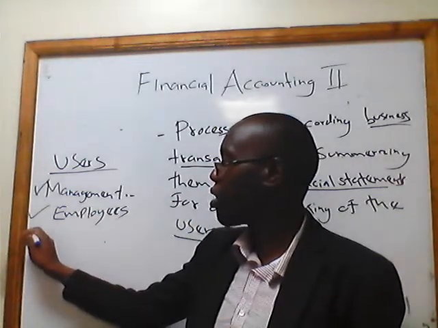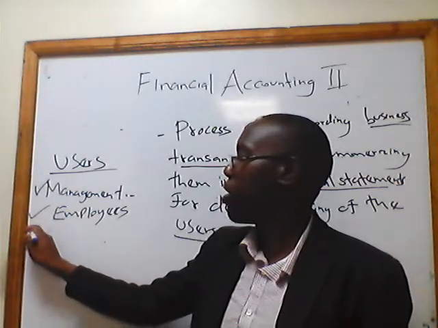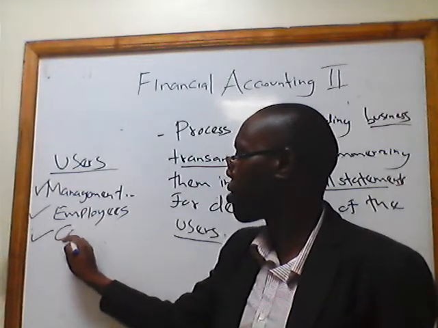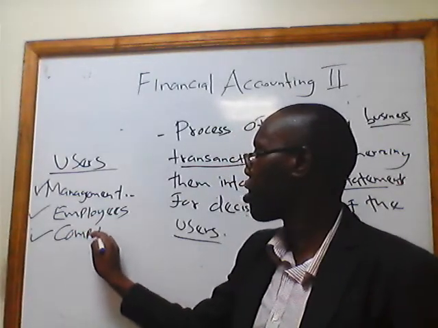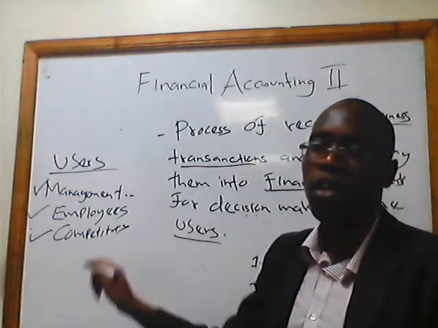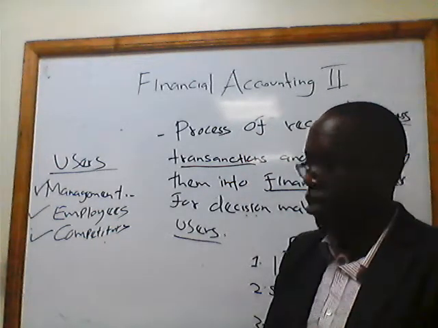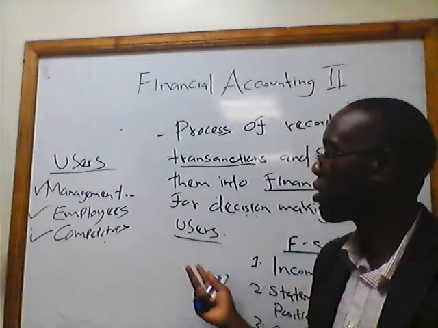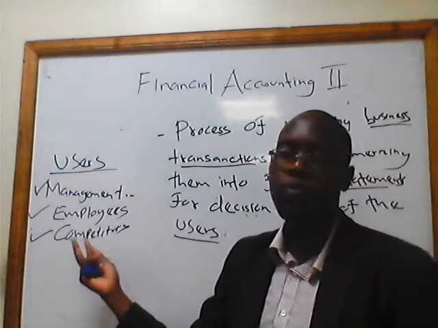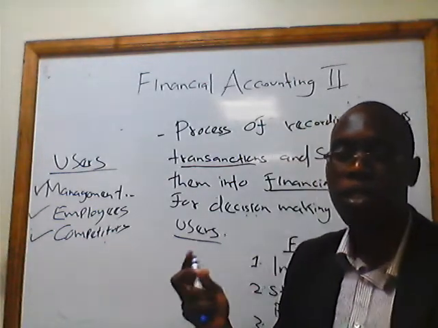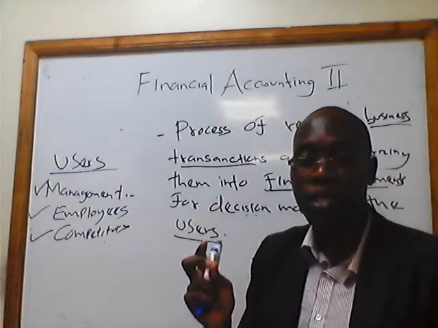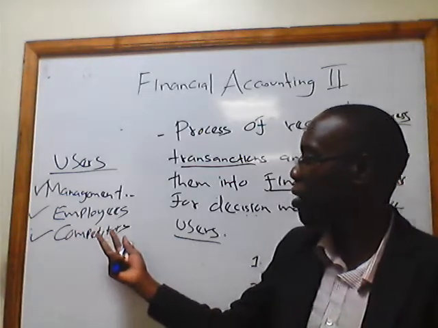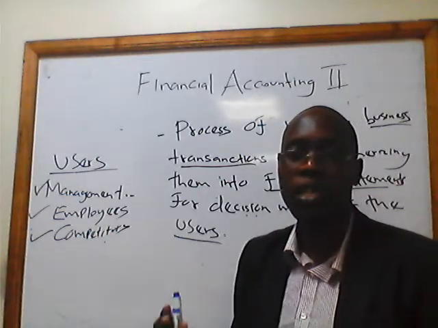So another kind of user, who is now going to be an external user, is the competitors. Competitors are users of financial accounting information, and they are interested in it so that they can make strategies. So the key main need for financial accounting information by the competitors is for strategic purposes.